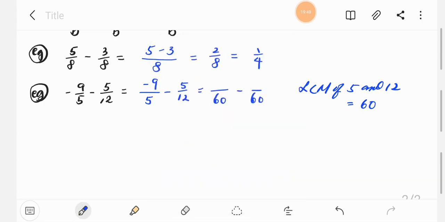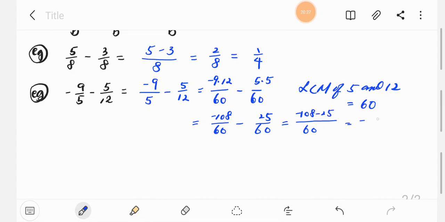The fraction is not good because we have to multiply a large number. So the numerator will be negative 9 times 12, and the next one is 5 times 5. So the denominator is 60, and the numerators are negative 108 minus 25. Finally, we can subtract the numerators. So negative 108 minus 25 is negative 133 over 60. You can move the negative sign in front of the fraction, just something like this.